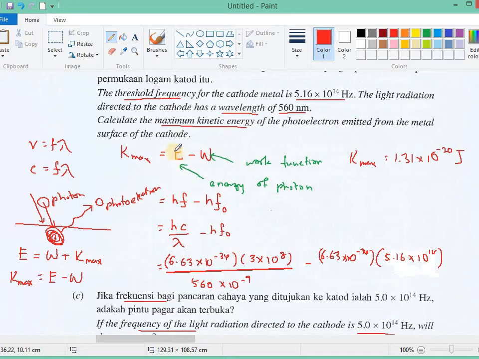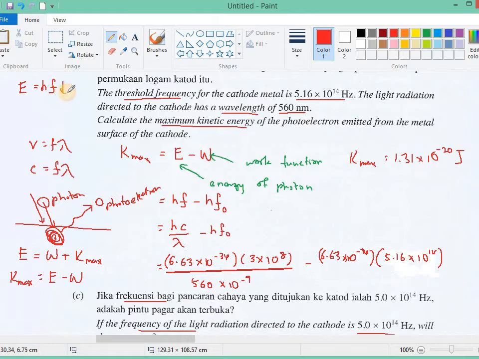Okay, so this energy of photon, we can calculate it by using this equation. Energy of photon equals the Planck constant times the frequency of the photon. Frequency of the photon is the frequency of the light. So for example, red light. Red light, we know that red light has lower frequency.